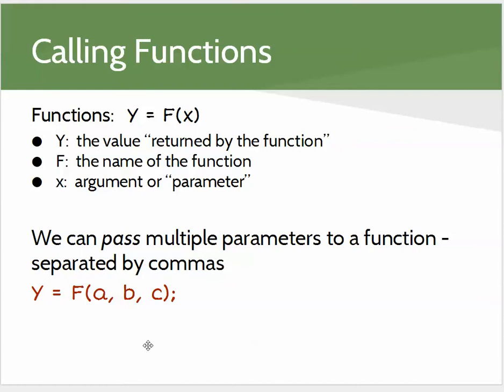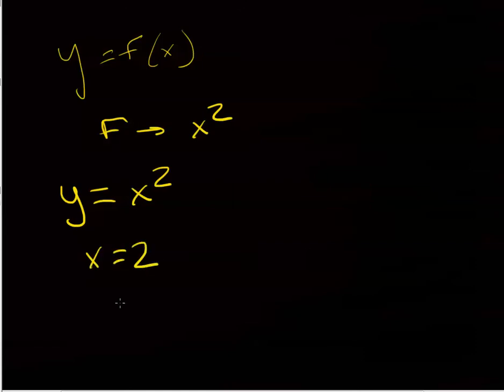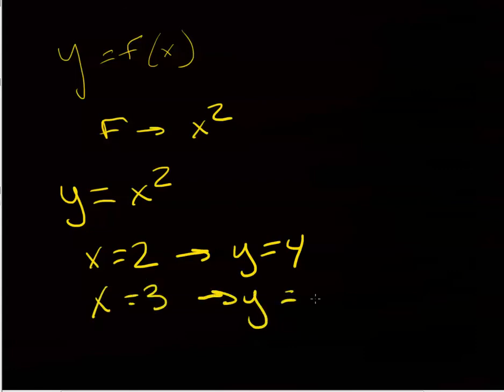So from a math perspective, we might have something like y equals f of x. Let me increase my size here, where f is equal to x squared, right? So if f is equal to x squared, so y is equal to x squared, then of course when x is equal to 2, the output y is equal to 4. When x is equal to 3, the output y is equal to 9.